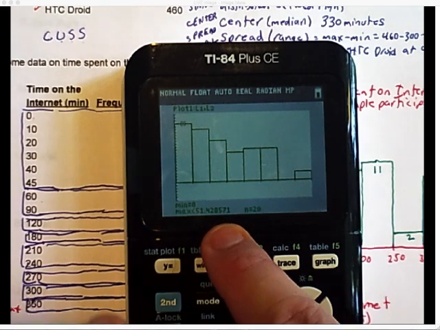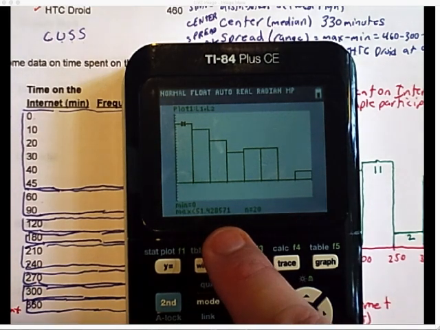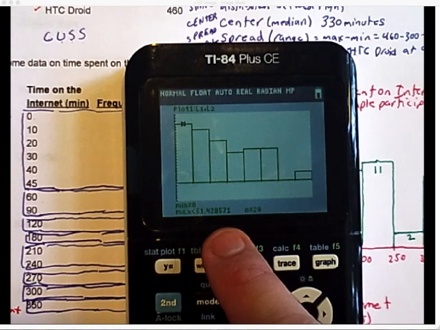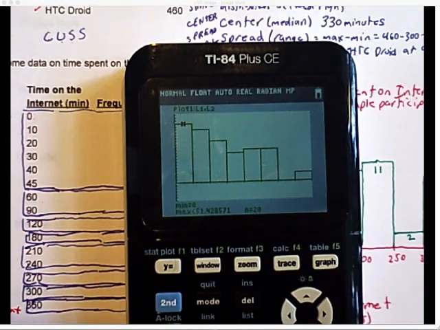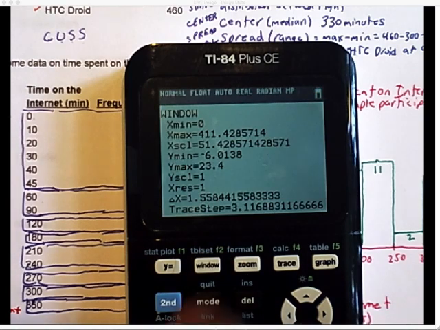Okay, to me it doesn't make sense to have a bin width of 51.42. So the way I can do this in the calculator after I do the zoom stat, I can go under window and I can change this a little bit.